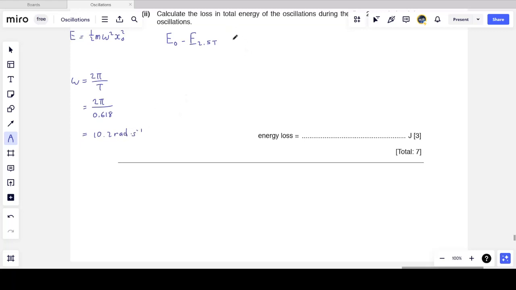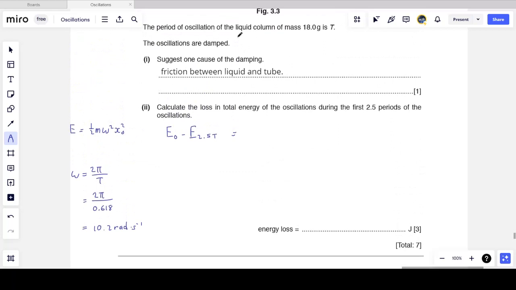So now I'm going to have to write the energy equation for the initial energy and then the equation for the energy after 2.5 periods. So that's a half times the mass, which remains constant, omega squared, which remains constant, and the amplitude at period 0 squared, minus the energy after 2.5 periods, which is a half m omega squared, and the amplitude now changes after 2.5 periods, squared.